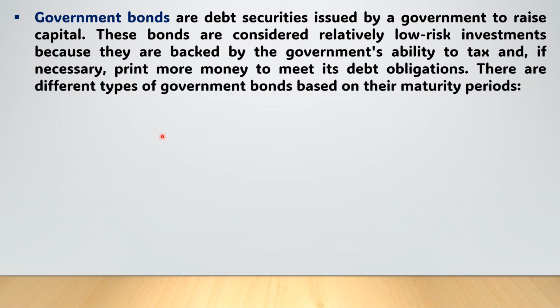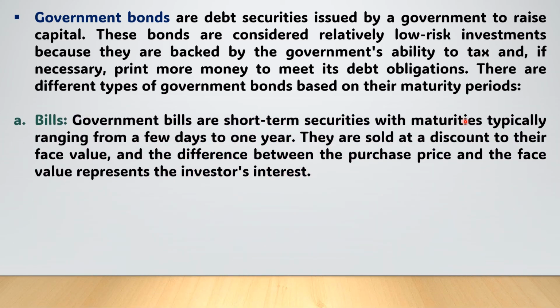So there are different types of government bonds based on their maturity period. Under that, we have the bills. Government bills are short-term securities with maturities typically ranging from a few days to 1 year. They are sold at a discount to their face value, and the difference between the purchase price and the face value represents the investor's interest.